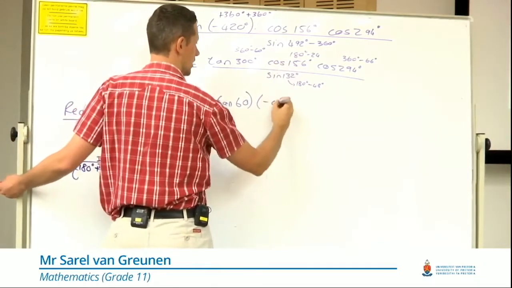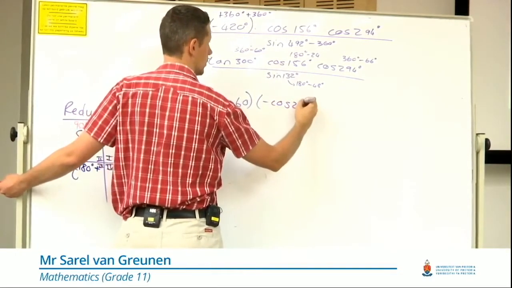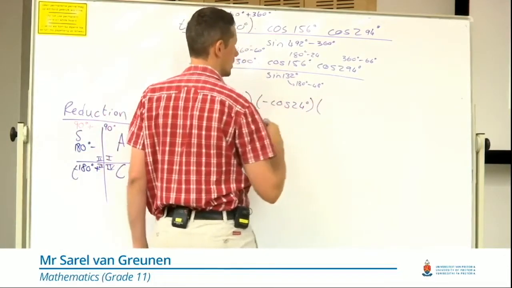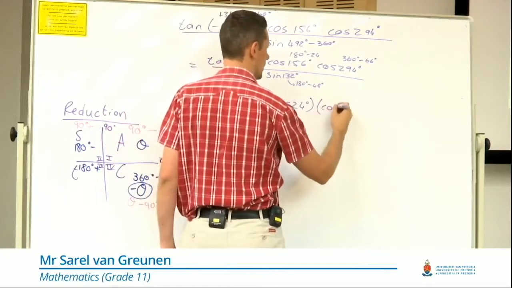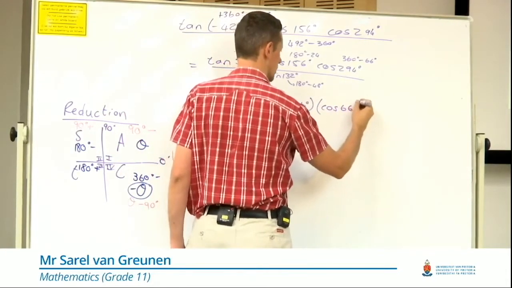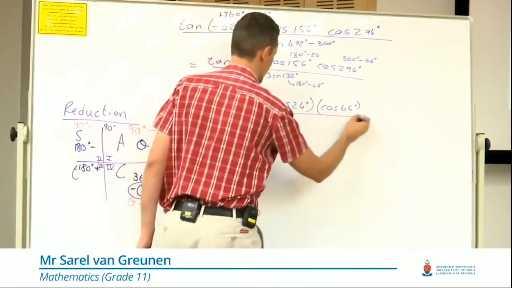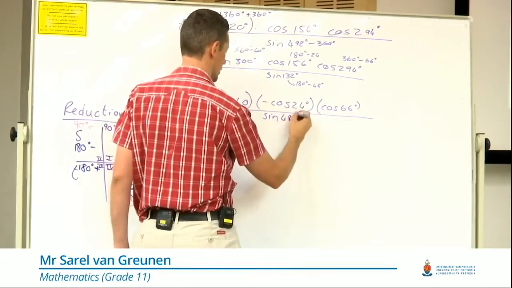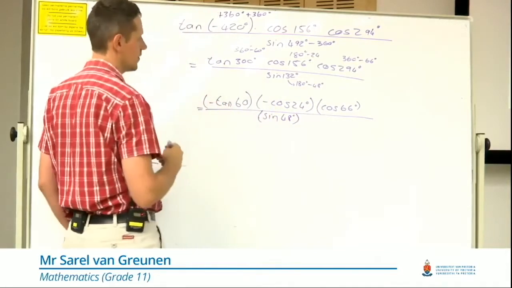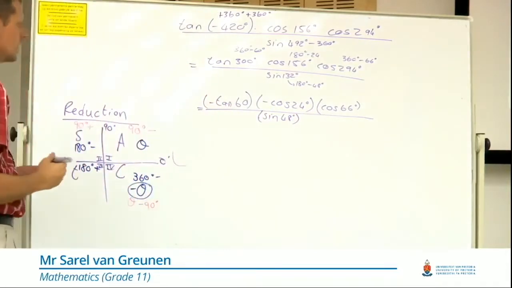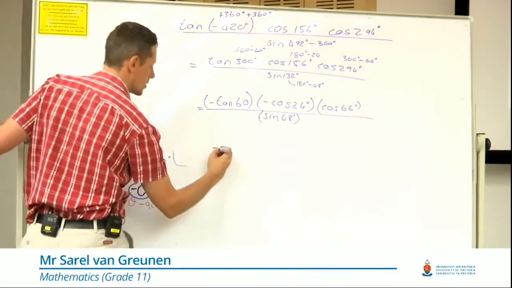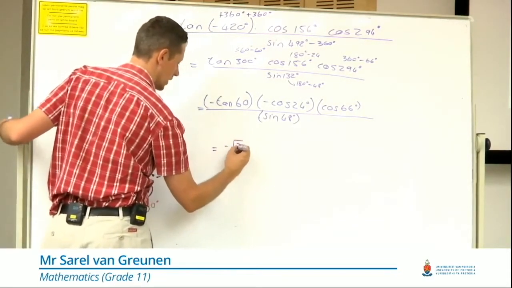This one is negative cos 24. This one is positive cos 66 degrees over sine of 48 degrees. Now, it's positive, so that's fine. Tan of 60, I can use my special angles. So I'm going to go negative root 3.